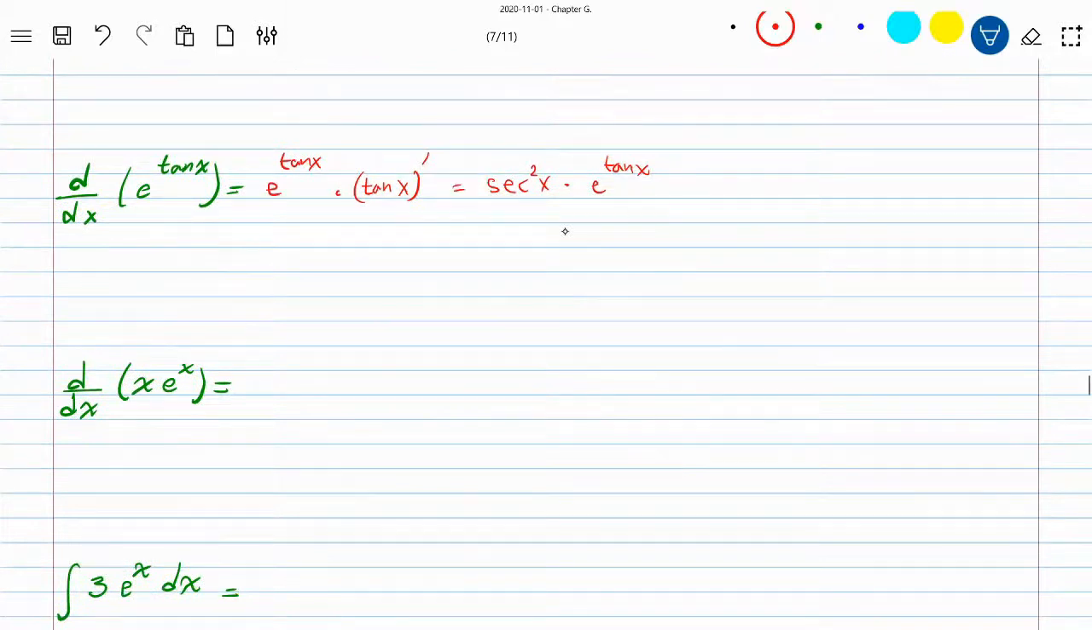How about this one? Derivative of x e to the x. There's a product here. So you should use the product rule. All those properties that we learned early on still apply here. So it will be derivative of x times e to the x plus x times derivative of e to the x. X derivative is 1, 1 times e to the x, plus x times derivative of e to the x is still e to the x. So what you get is e to the x plus x e to the x, which you can factor out e to the x and say this is e to the x times 1 plus x.